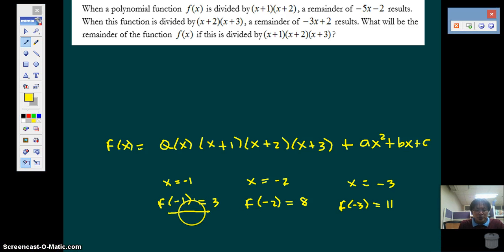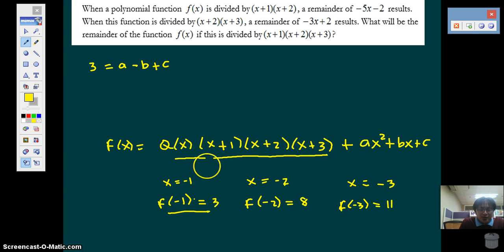So using this first, we have 3, because if we substitute negative 1 here, get 3 is equal to, this will be 0 because negative 1 plus 1 is 0. This would be negative 1 squared a, negative 1 times b is minus b plus c. So that's what we got from this clue in the problem.